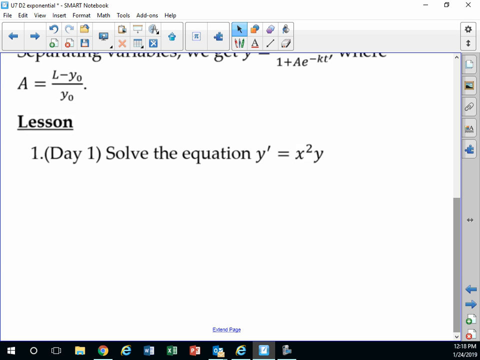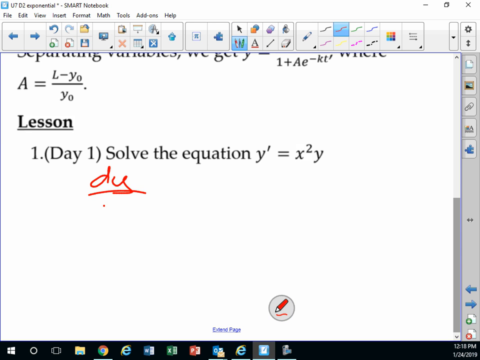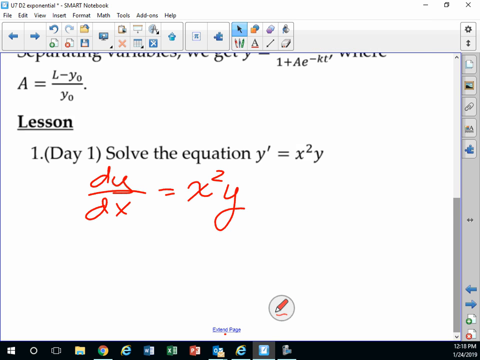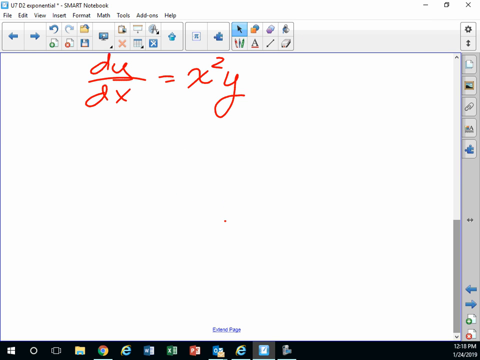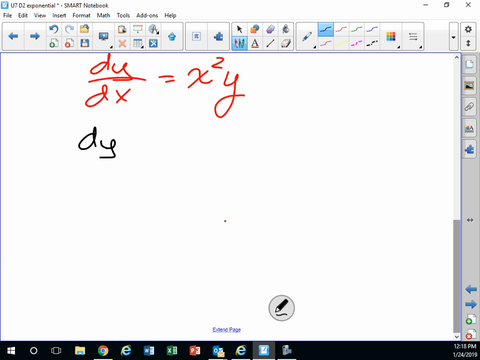What would be the first step that you would need to do? Change y prime to dy dx. What's the second step? Move your dx. Move my y and move my dx. I'm doing both in one step. You okay with that? So dy over y.